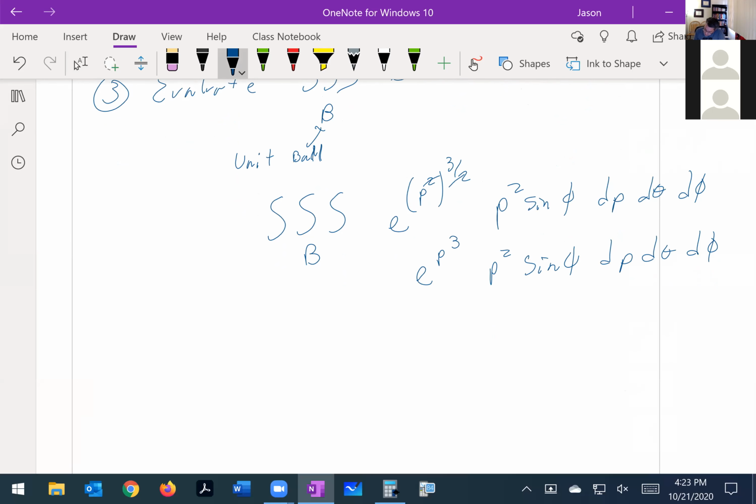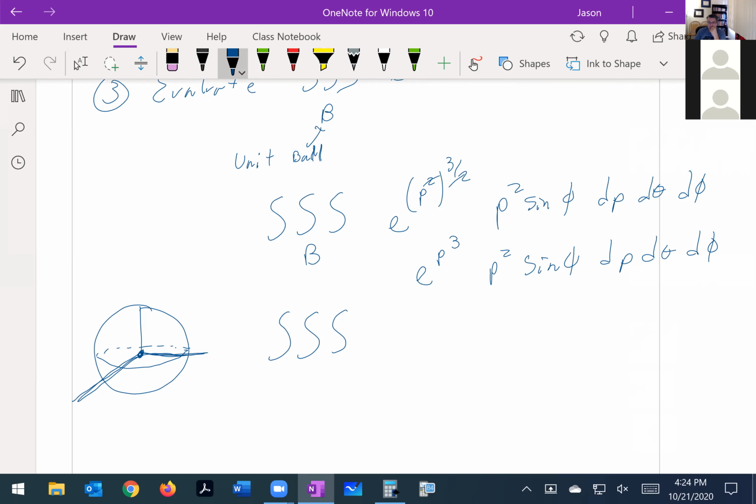Okay. So now what are the limits of integration? Well, it's on the unit ball, right? It's on the unit sphere. So let's look at the limits of integration on this sphere. Let's just choose a point on the sphere and figure out how I would get the entire volume of the sphere.